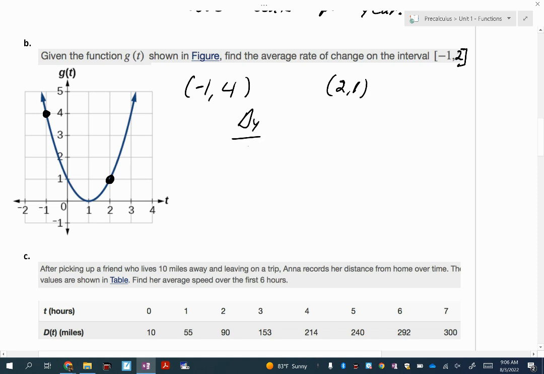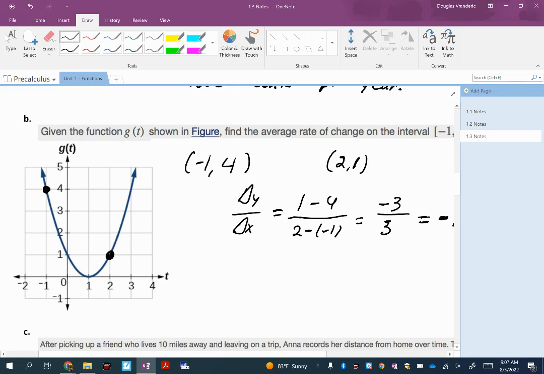So now if I do my formula, in this case it's the slope formula, so 1 minus 4 over 2 minus -1. That's going to give us -3 over 3, which is an average rate of change of -1. Now, let me show you something real quick to connect it to that idea of slope.